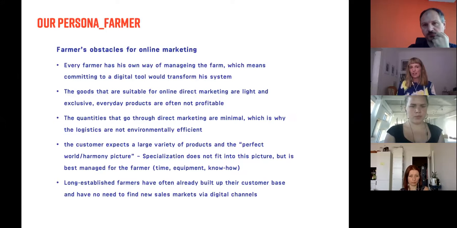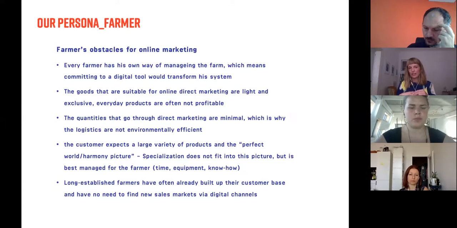So you have a specialized farmer, but the customer really wants a large variety of products. So this is a bit against each other, the needs of the farmer and the customer. So this is also something that needs to be tackled.